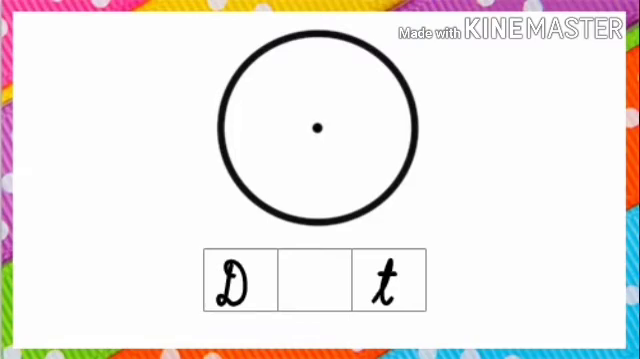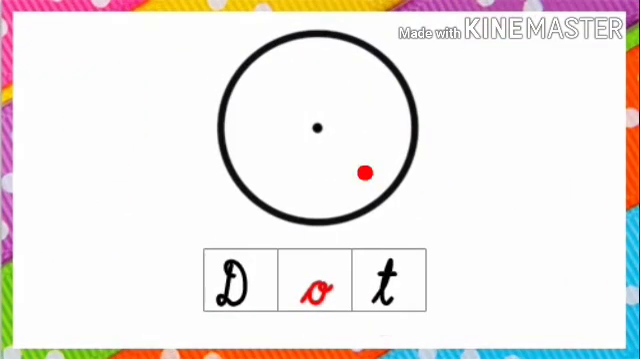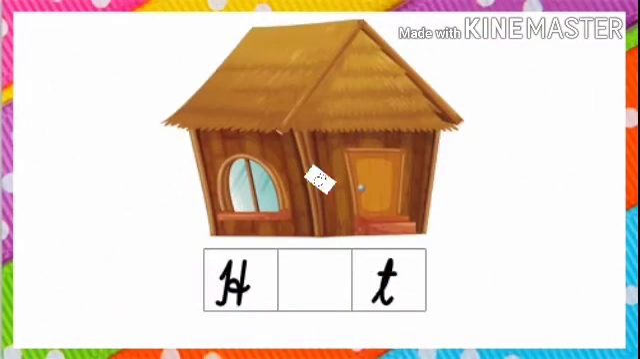Now next we have a picture of dot. Dot means small point, mark or spot. How many sounds are in the word? 3. D, O, T, dot. Beginning sound is D. Letter is D. Ending sound is T. Letter is T. What about the middle sound? O sound is missing. So fill the correct sound and make the word complete. D, O, T, dot. Let's try the next word.